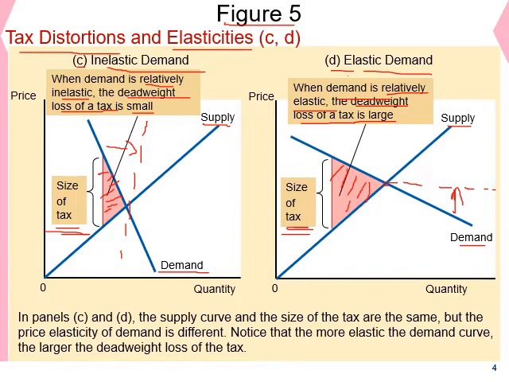You can see the deadweight loss here is bigger than the deadweight loss in the case of inelastic demand. So if you compare panel C and panel D, the supply curve and the size of the tax are the same, but the price elasticity of demand is different. So we conclude that the more elastic the demand curve, the larger is the deadweight loss of the tax.